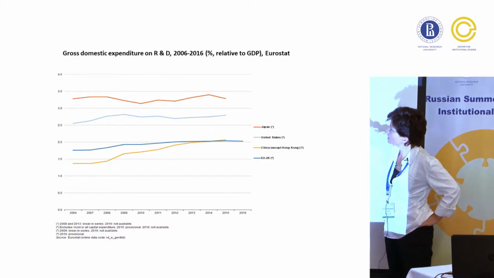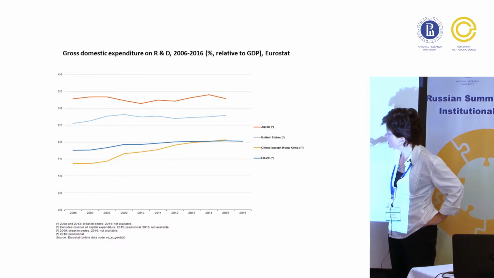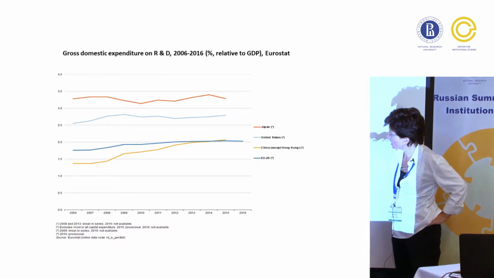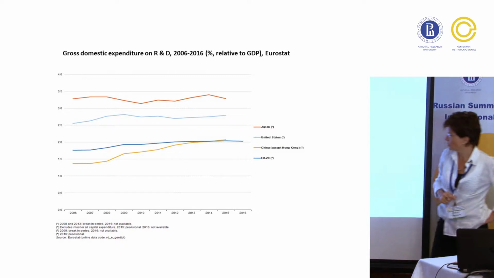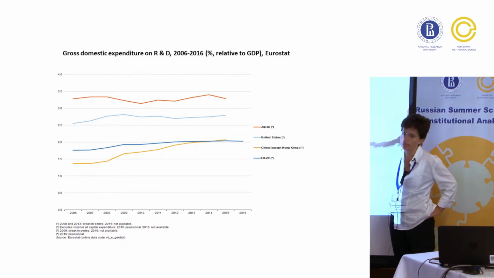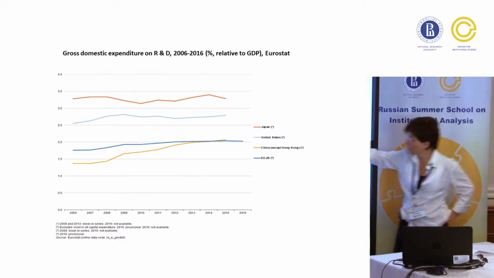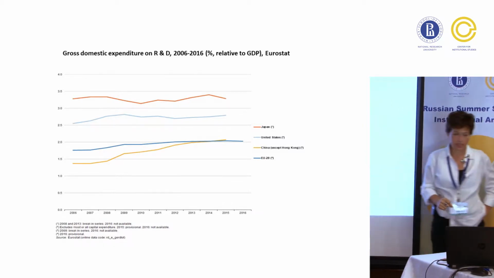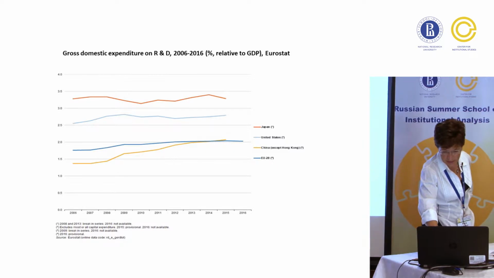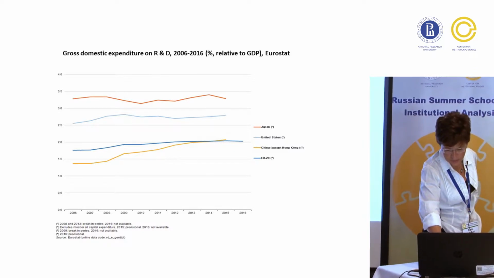This is for Japan, this is for the US, the yellow here is China, and the dark blue is Europe. As you can see, as Europeans we are moving with a positive trend, but we are still distant from Japan and the US.